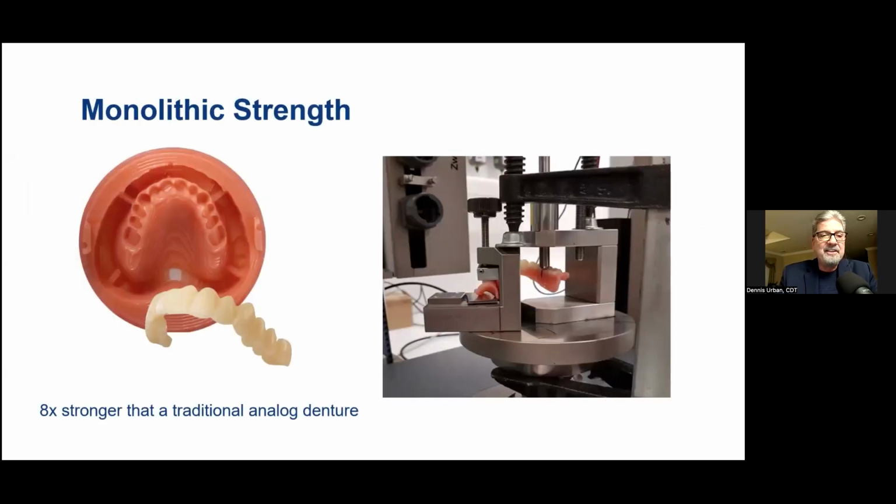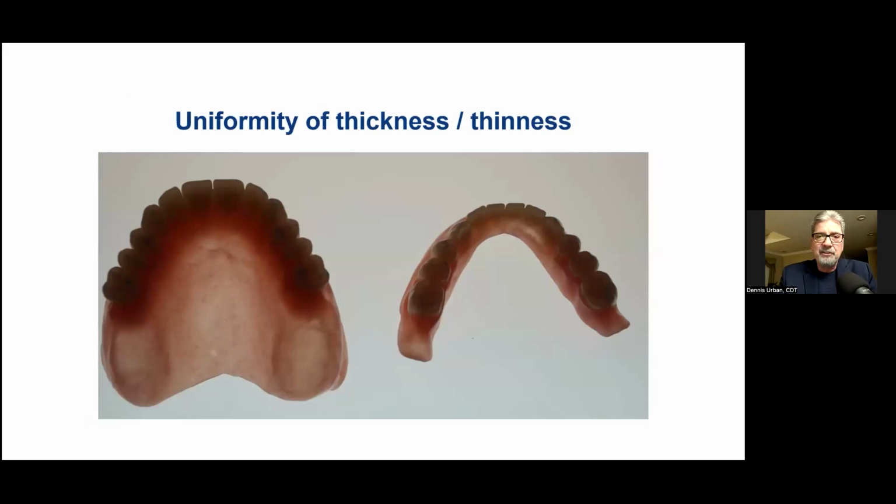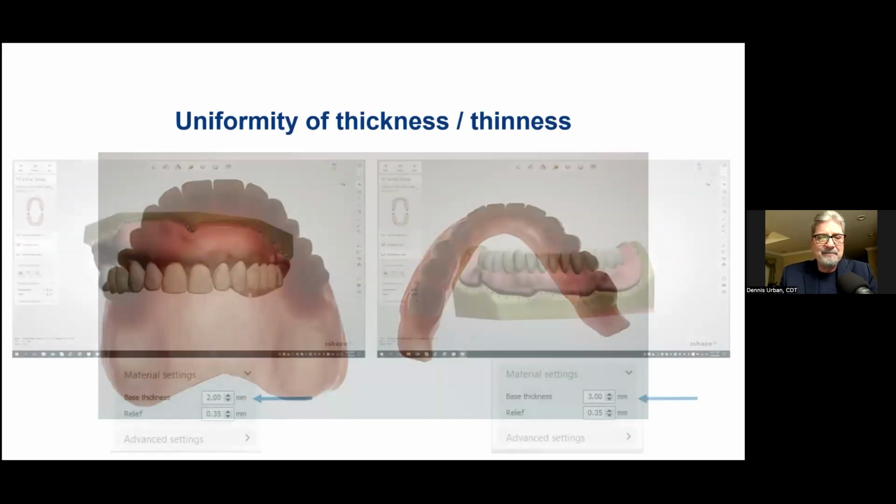So as you can see this puck here, you can see all those ripples in there. That's when we talked about the oversized processing. So this is not fully milled yet. So after it gets to this stage, we take it out of the mill, we bond the denture teeth in, put it back into the mill. And with this type of procedure, it's actually 8 times stronger than a traditional analog denture. We can control the uniformity of thickness and thinness on here.